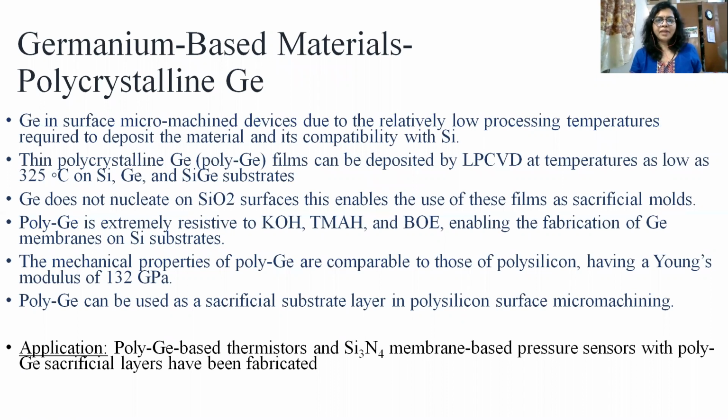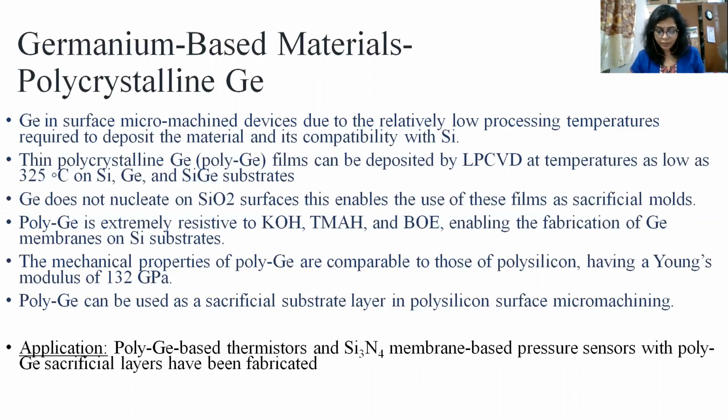Now coming to the germanium-based materials. Germanium-based materials like silicon germanium were used long back for early transistors and strain gauges. They are extensively used in surface micromachining due to low process temperature and because they are also compatible with silicon. Polycrystalline germanium thin film can be deposited by low pressure CVD at a temperature lower than 325 degrees Celsius on silicon and silicon germanium substrates.